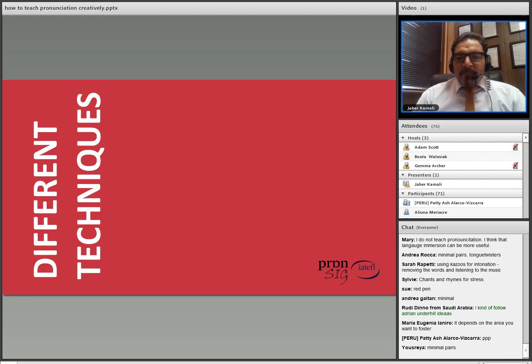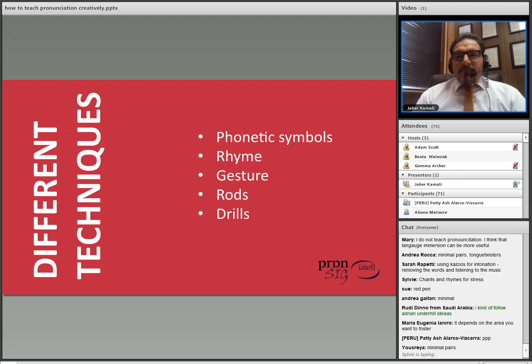Yeah, exactly. Today we're going to work on both segmental features and suprasegmental features a bit. So the techniques I'm going to work on today are these 5: phonetic symbols, rhyme, gesture, rods, and drills. Most of you mentioned these things, but how we can make them a bit more engaging for learners and students is what we're going to focus on.